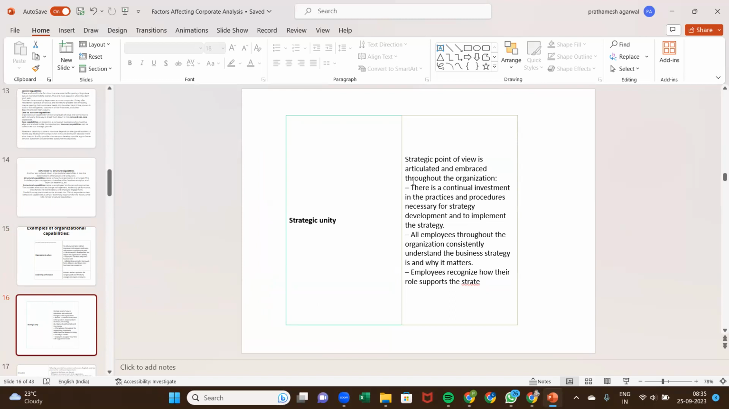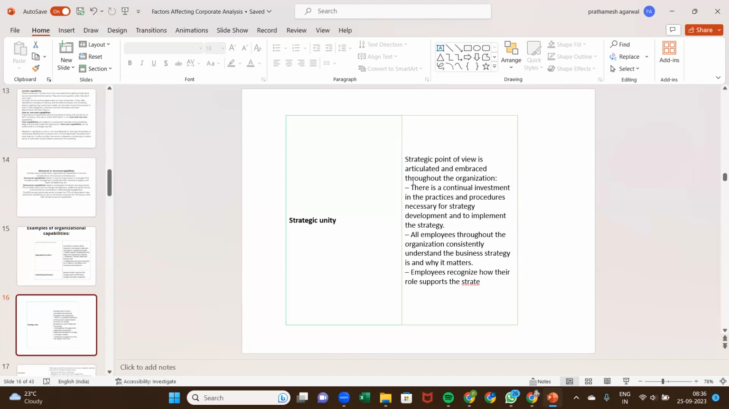Then we have strategic unity. The strategic point of view is articulated and embraced throughout the organization. There is a continual investment in the practices and procedures necessary for strategy development and to implement the strategy. All employees throughout the organization consistently understand the business strategy and why it matters.